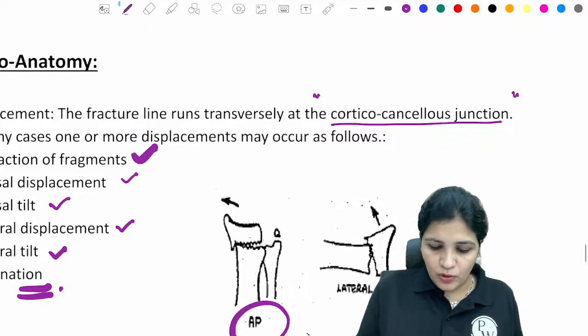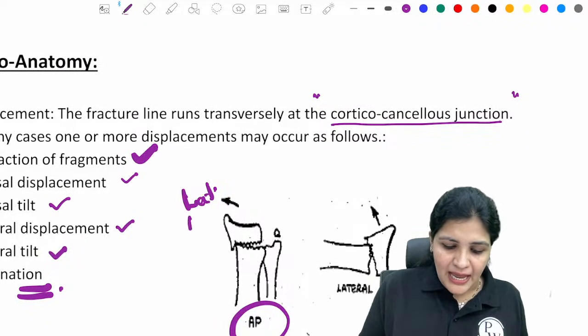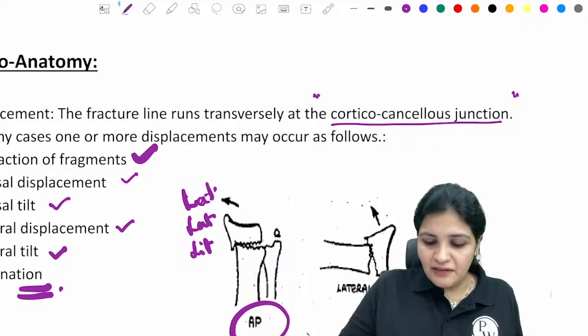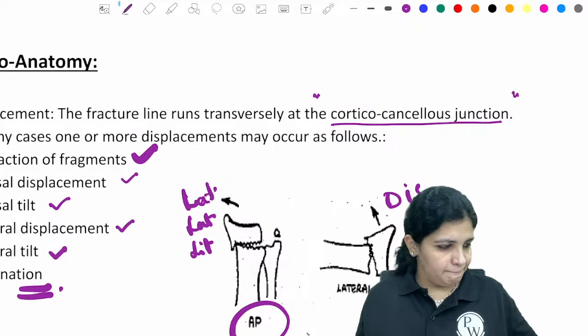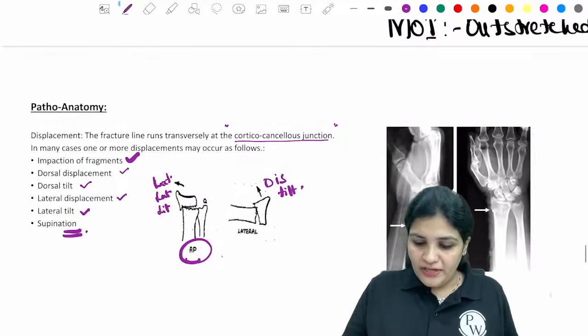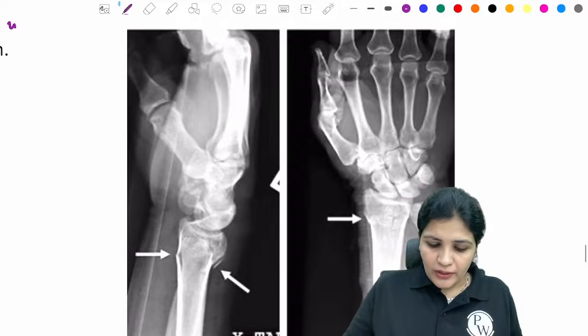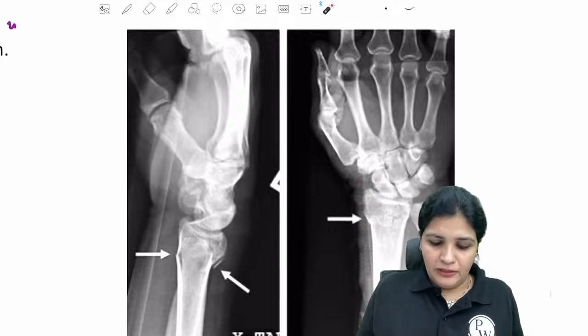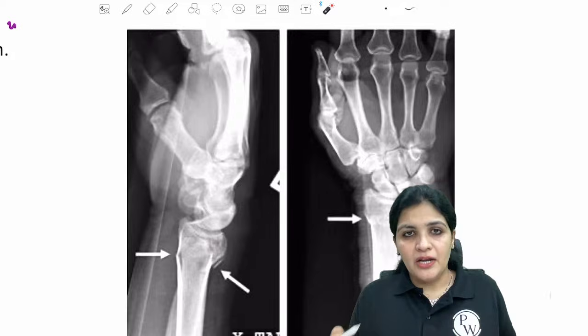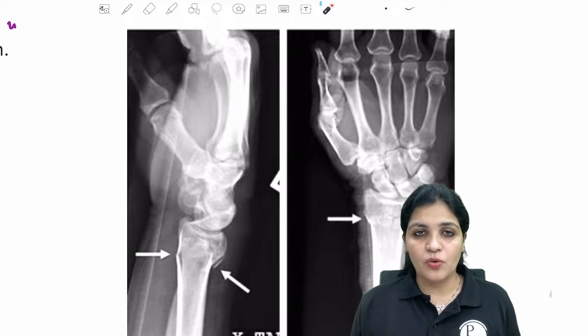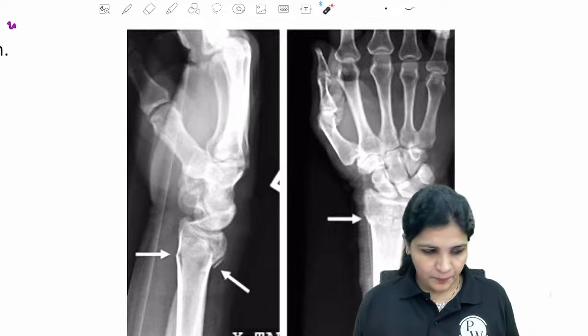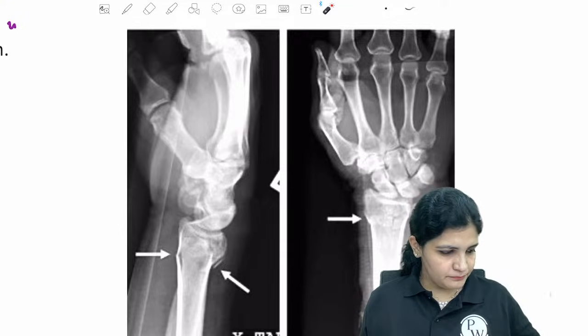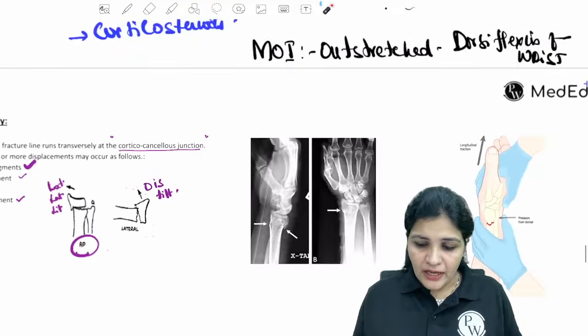So this is the AP view I told you. Here you can see the lateral displacement and the lateral tilt, right? And in the lateral view, you can see the dorsal displacement and the dorsal tilt, right? So this is about the Colles fracture. Now you see, here you can see that this is the Colles fracture, right? At the cortico-cancellous junction, which is 2 centimeters away from the joint. And in the X-ray, you can see some tilt towards the dorsal side. So this is called the Colles fracture, right?